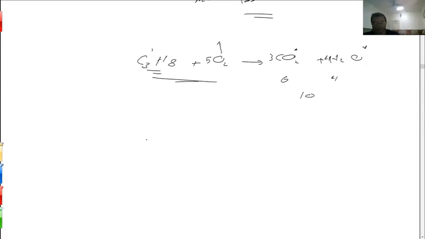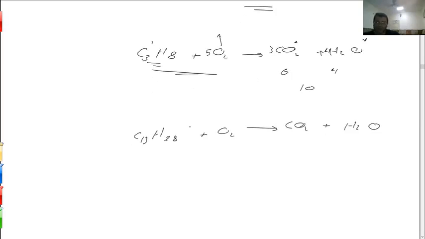I'm going to repeat it for you. This one is C13H28, reacting with oxygen to produce carbon dioxide plus water, H2O. Can you balance it? For sure I can balance it. 13 divided by one gives you 13. 28 divided by two gives you 14. The number of oxygen which we have here is 26 plus 14, which is 40, divided by 2 gives you 20. The equation is already balanced now.